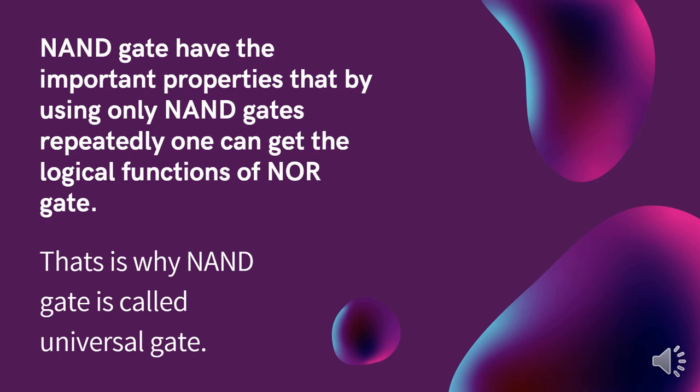In today's session, we discuss why NAND gate is called universal gate. Because we already know that NAND gate has the important property that by using only NAND gates repeatedly, one can get the logical functions of NOR gate. That's why NAND gate is called universal gate. So today we will learn one universal gate to another universal gate proof. Okay, so next slide.